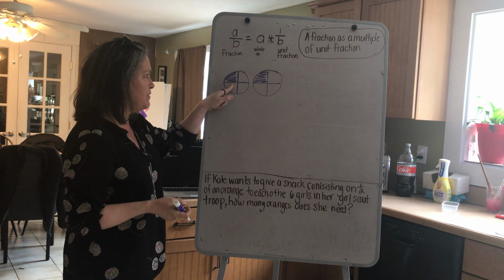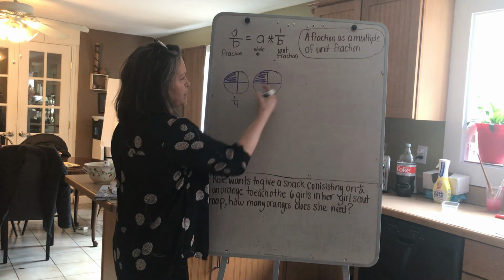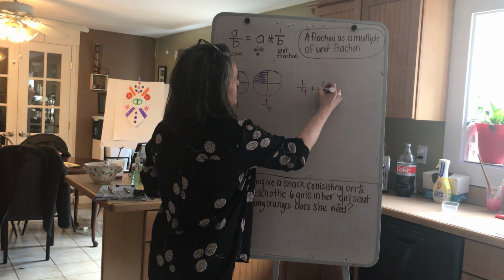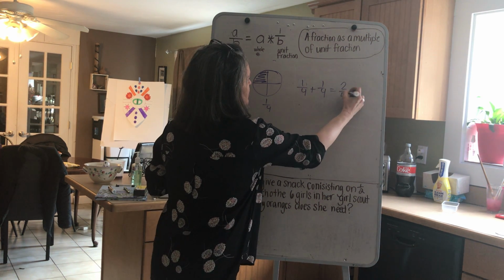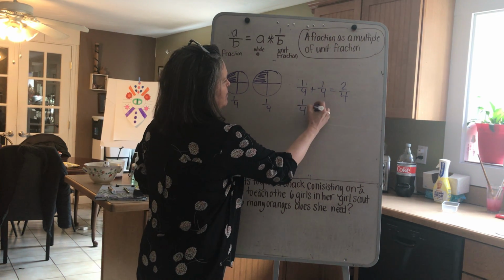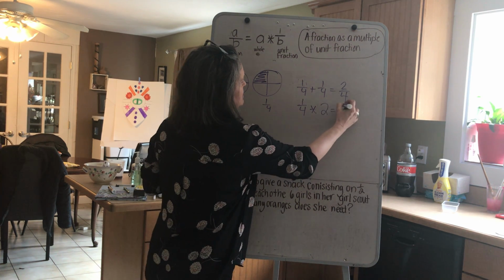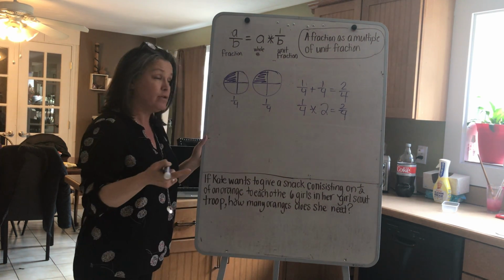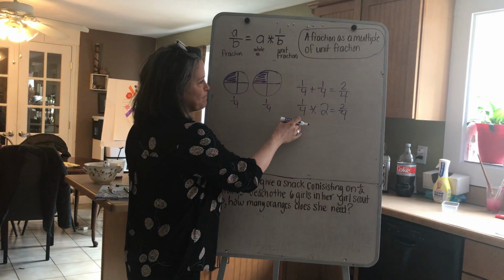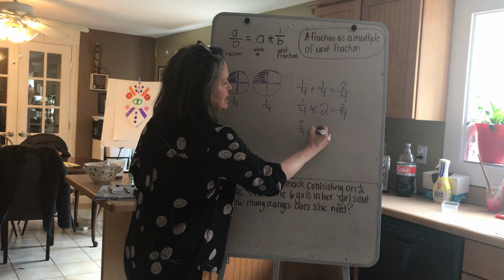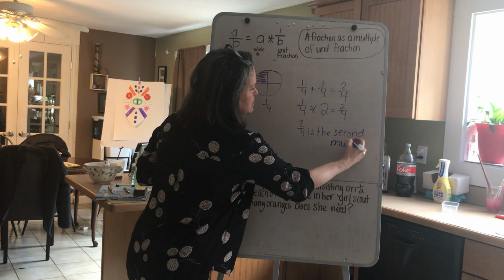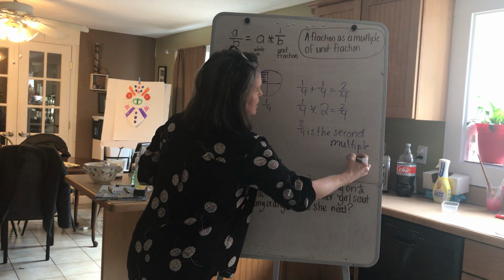So I'm looking, this is worth what? 1/4. This is 1/4. So to do an addition problem, I would say 1/4 plus 1/4 equals 2/4. If I was showing it as multiplication, I would say 1/4 times 2 equals 2/4. Now the last question is, what is the 2/4? It is the second multiple of 1/4.